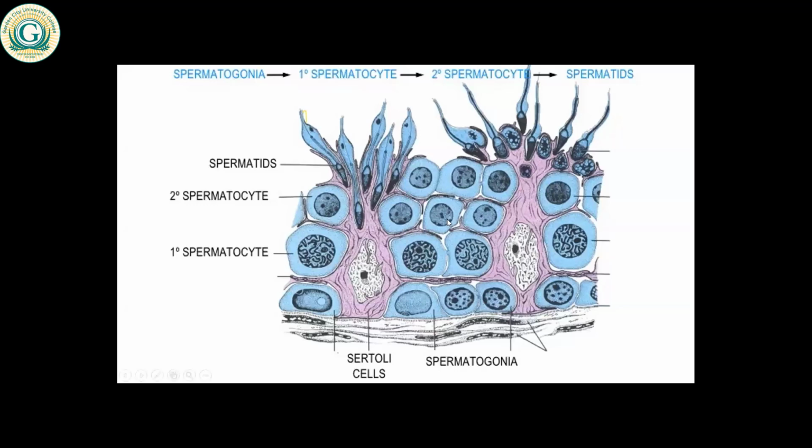Now, inside the seminiferous tubule, this is a cross section on your screen. Let me explain that quickly. Inside the seminiferous tubule, there are two cells. Write it down. Inside the seminiferous tubule, there are two cells.